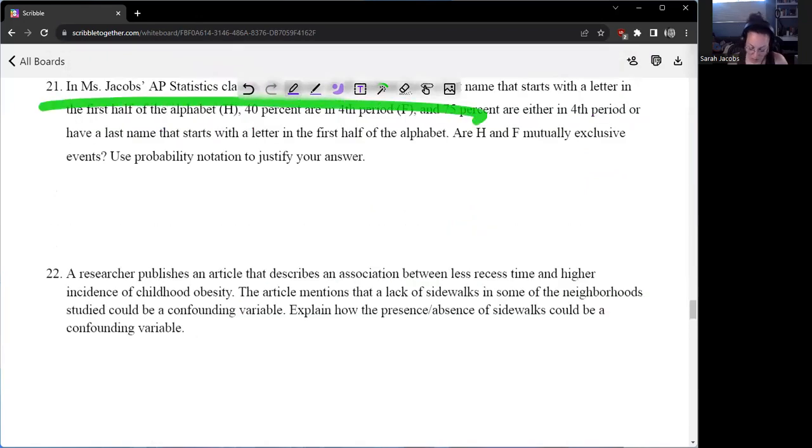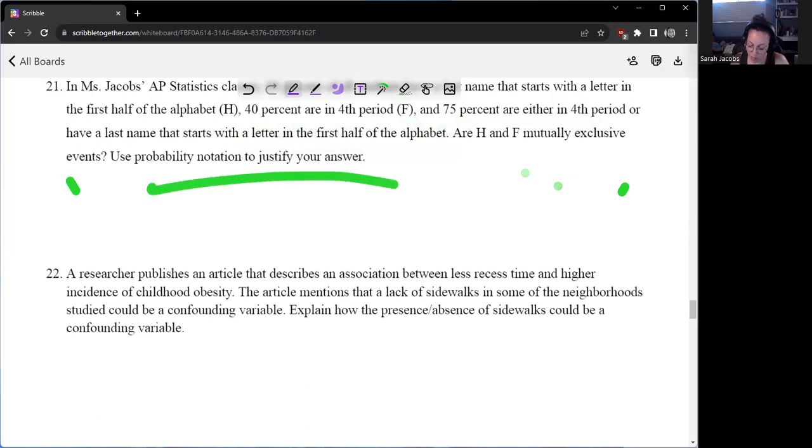21. In Miss Jacobs' AP Stats class, 68% of all students have a last name that starts with a letter in the first half of the alphabet. So that's going to be event H. 40% are in fourth period, event F. And 75% are either in fourth period or have a last name that starts with a letter in the first half of the alphabet. Are H and F mutually exclusive events? Use probability notation to justify your answer.